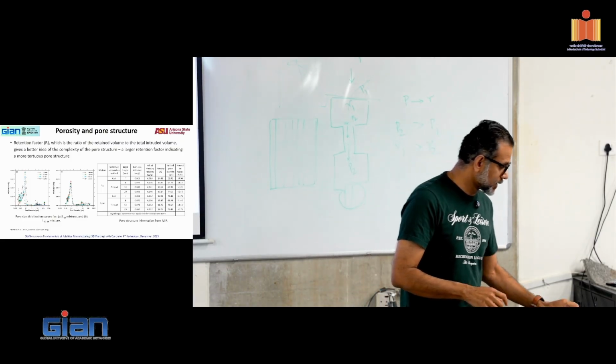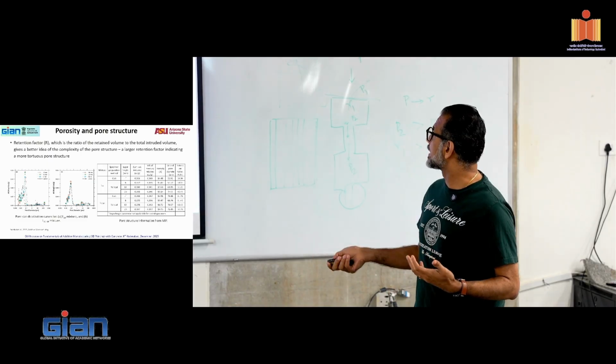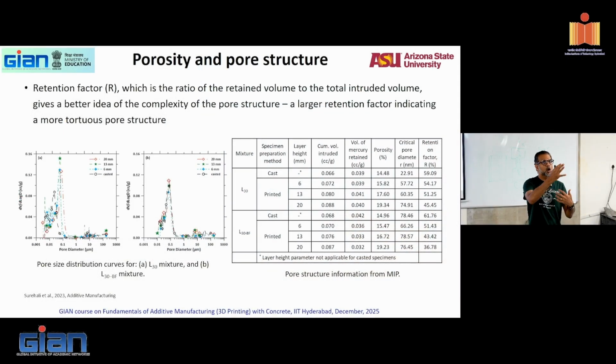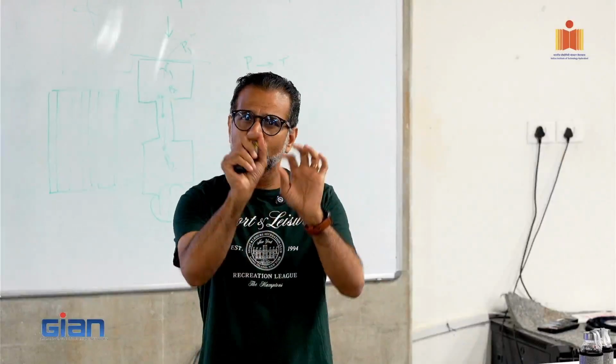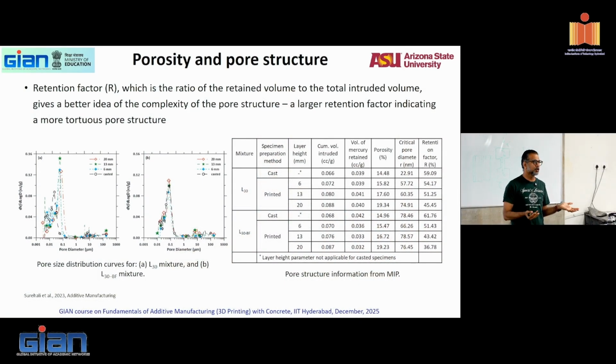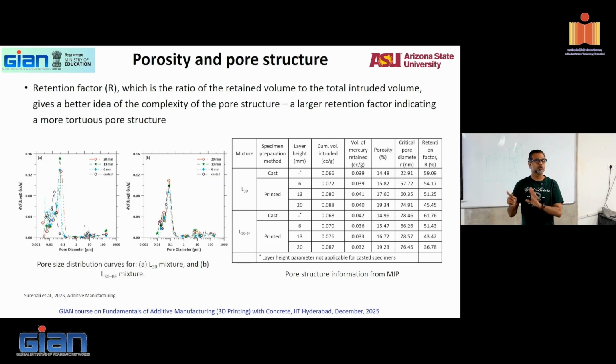So this is the retention factor. The higher the retention factor, the more tortuous. When there is more mercury that is retained, it means more mercury could not come out. More mercury gets trapped because the pore sizes are so very tortuous, so very variable, that all of the mercury could not come out. So higher retention factor is an indication of tortuosity of your pore structure. Again, all regular concrete, nothing to do specially with 3D printed concrete, but since we are on that topic, some good information to have about general concrete.